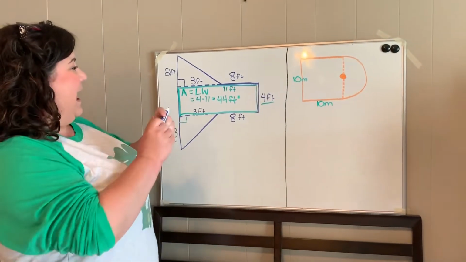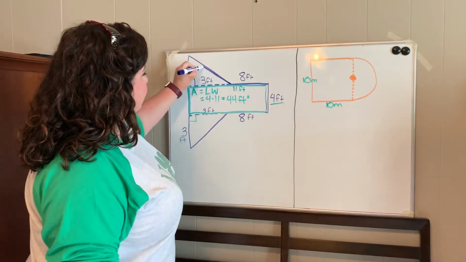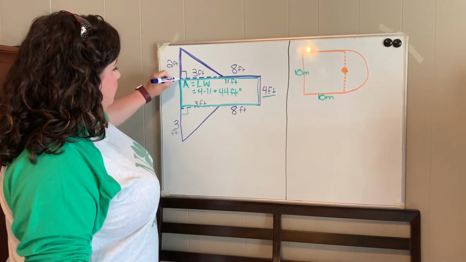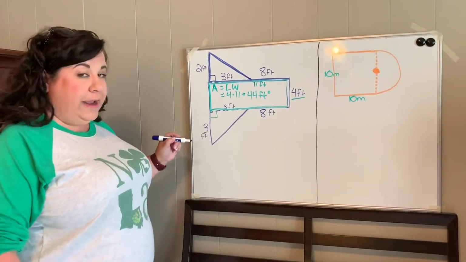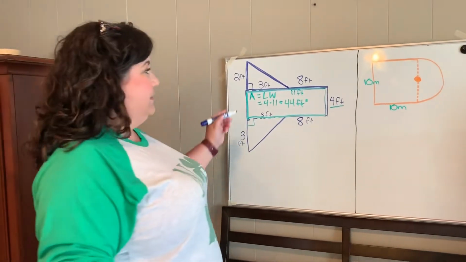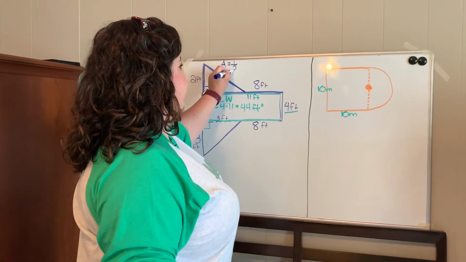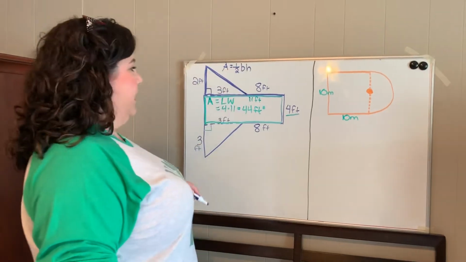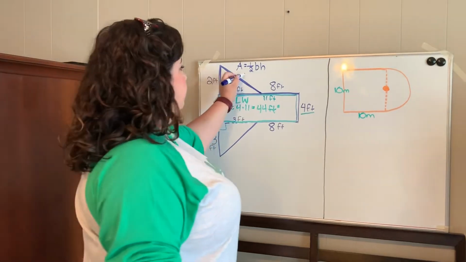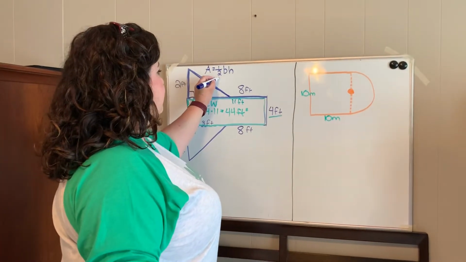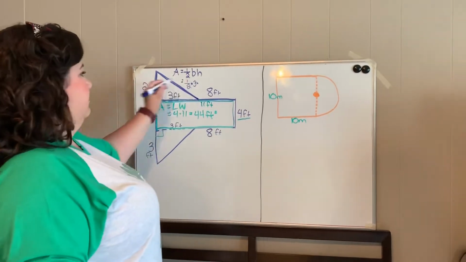So now I'm gonna do my top triangle. So here's my triangle. Okay, now I know that the area of a triangle is 1/2 base times height. So I'm gonna write that right here. Area equals 1/2 base times height. So here, the base of my triangle is 3. So that equals 1/2 times 3 times 2.